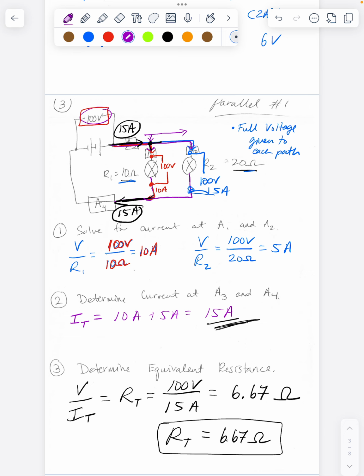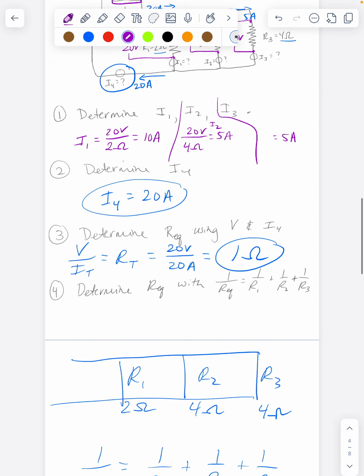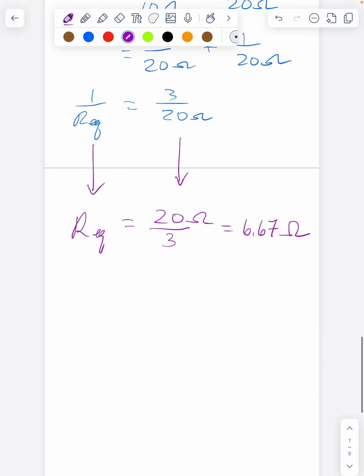There is another way you can get there, but this equation allows you to immediately figure out what the equivalent resistance is. So that's pretty tricky, but it's something that we're going to try to practice more of in class.